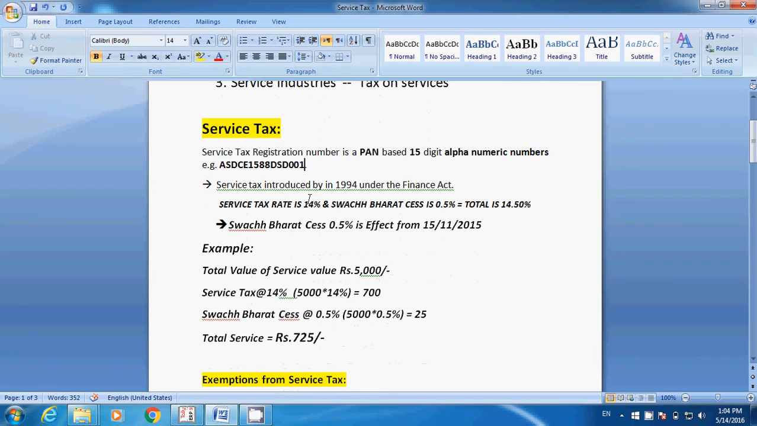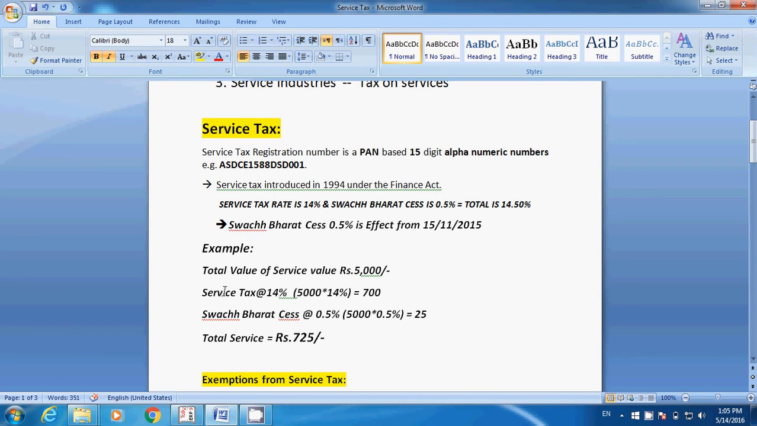And service tax was introduced in 1994 under the Finance Act. The service tax rate is 14% and Swachh Bharat cess is 0.5%. The total is 14.5% as the service tax rate now. And the Swachh Bharat cess, this 0.5, is effective from 15/11/2015.